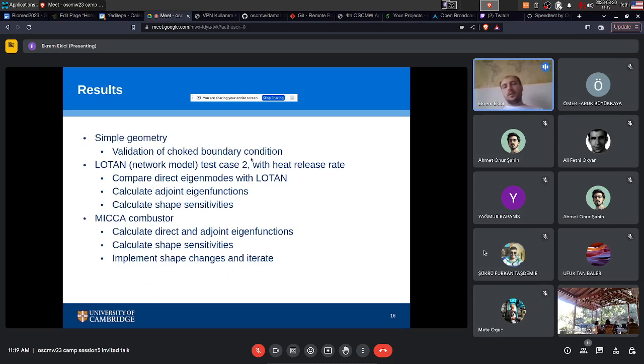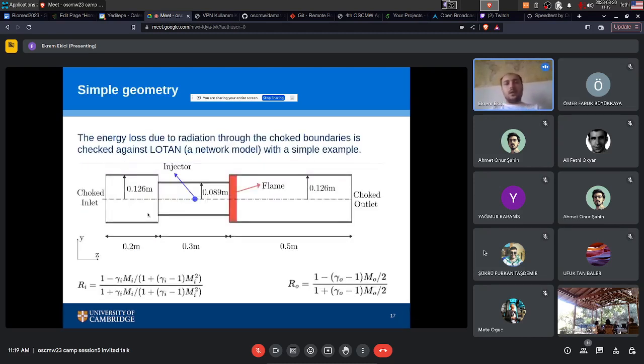So to demonstrate the results, I have 3 test cases, where the first one is a simple geometry, the second one is relatively complex, and the last one is the most complex one. I implemented the choke boundaries because I have acoustic energy loss from these boundaries, inlet and outlet here. And this is the simplest example I can get in the literature because there are very limited numbers of examples. And I got this example from LOTAN, which is a one-dimensional acoustic network model, which Rolls-Royce uses every day.